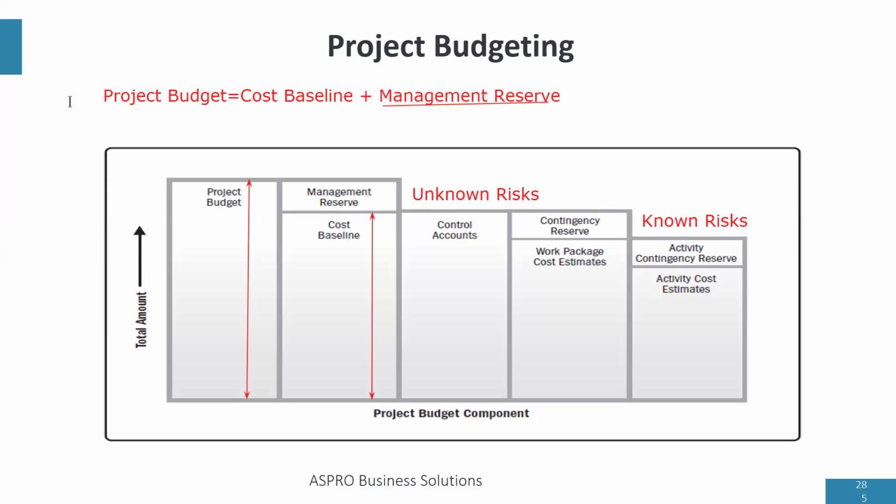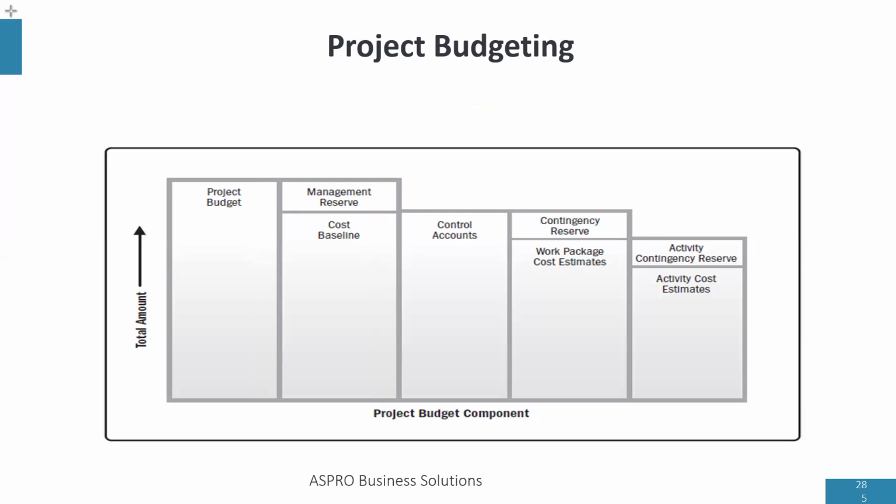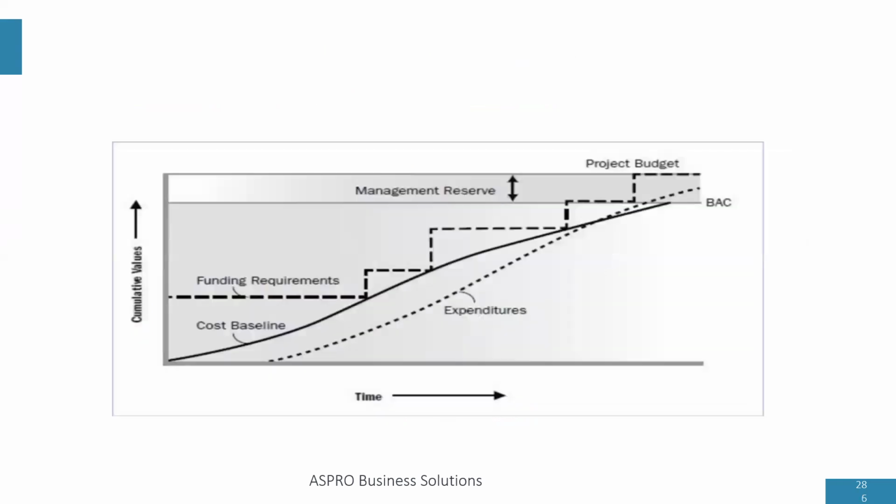So what happens is that when unknown risk happens, the project manager can ask for management reserve and it will now be transferred into their cost baseline. So even though the project manager is not in charge of management reserve, they can request it if unknown risk happens. This is how PMI says we should budget our project.